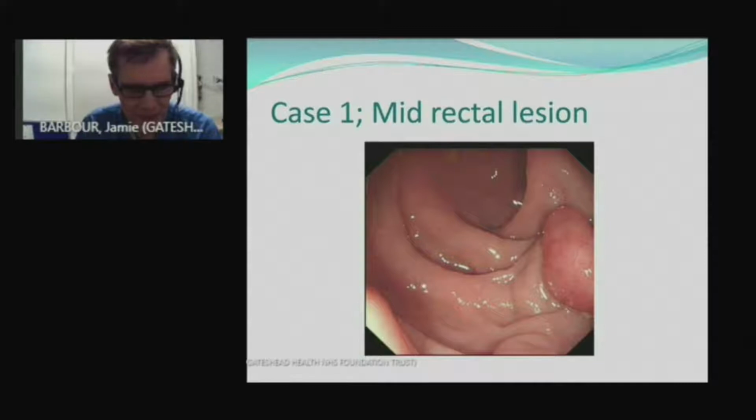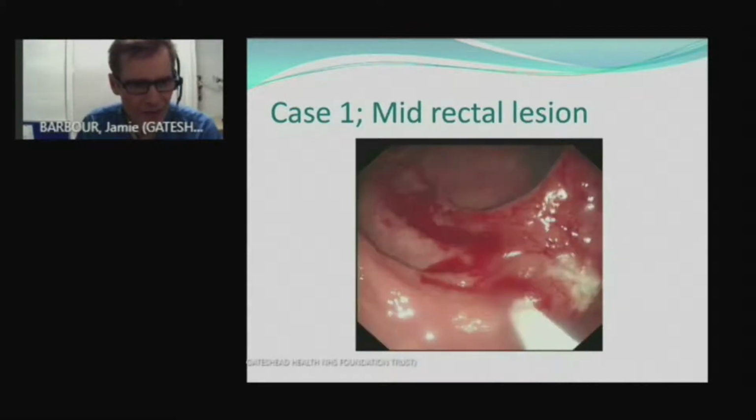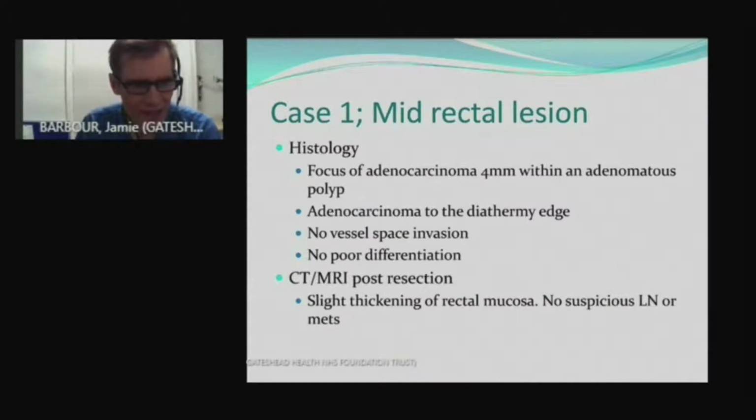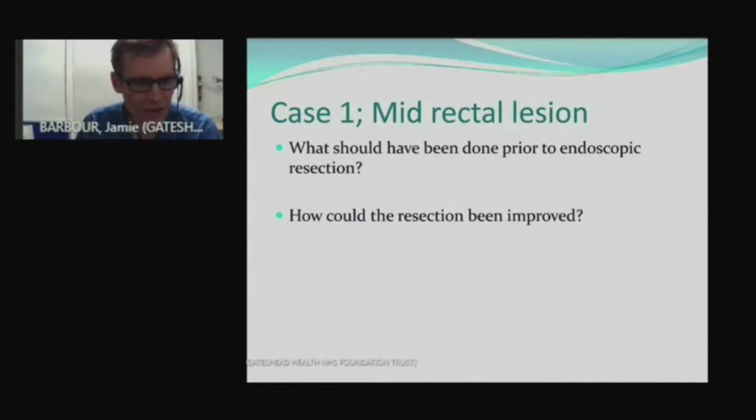The pit pattern is 4, maybe 3S, and its morphology of a 1SP lesion is probably about 8 millimeters. And there's the post-resection. So he actually had a focus of cancer within that. There was no vessel space invasion, no poor differentiation. CT and MRI was okay. What should have been done prior to the endoscopic resection, and how could the resection have been improved?